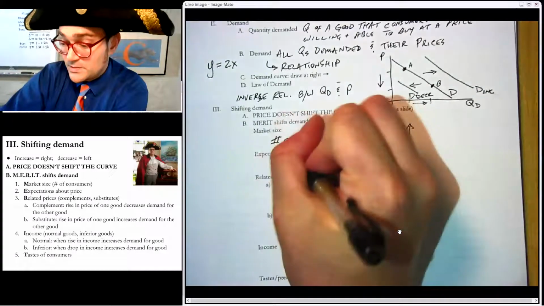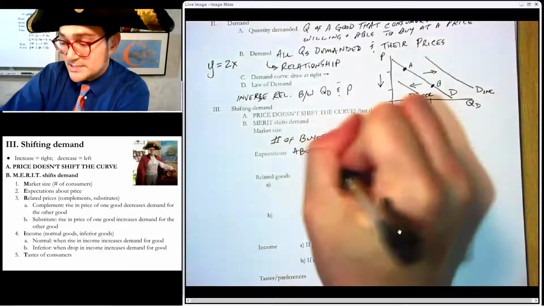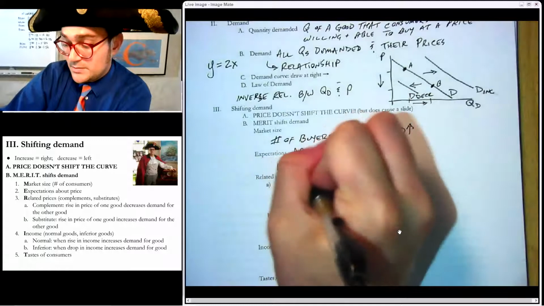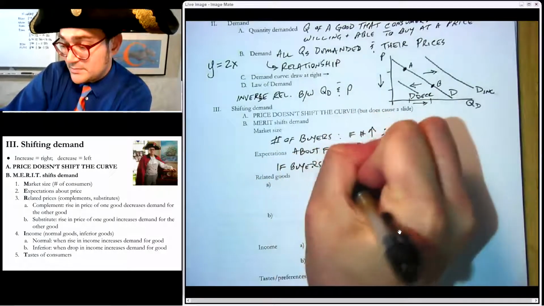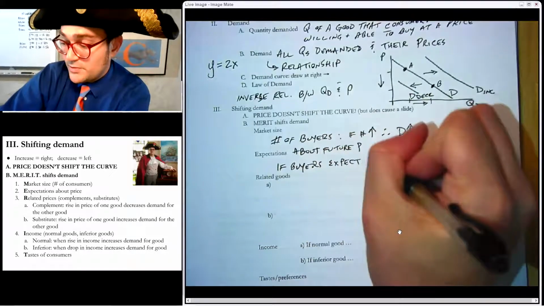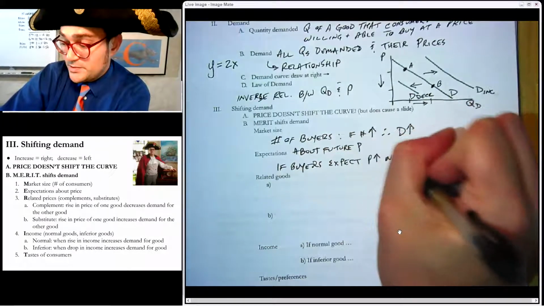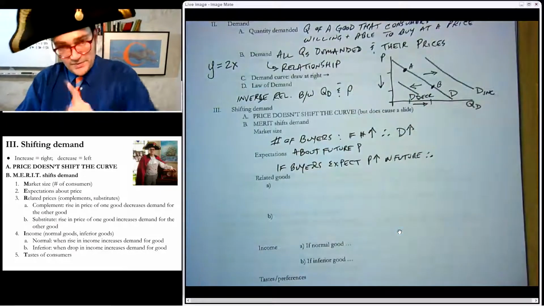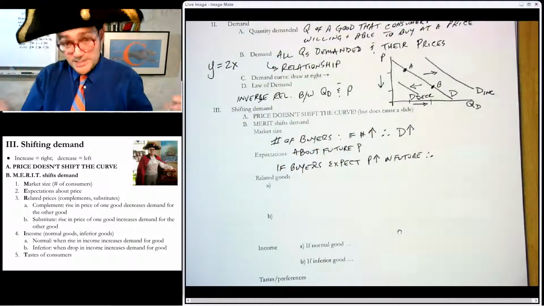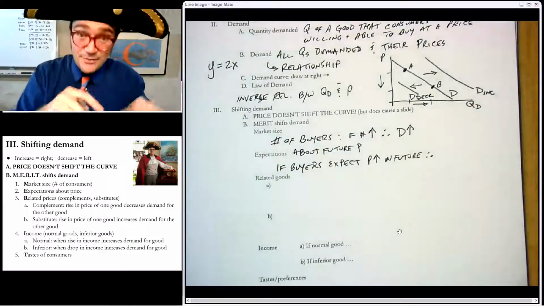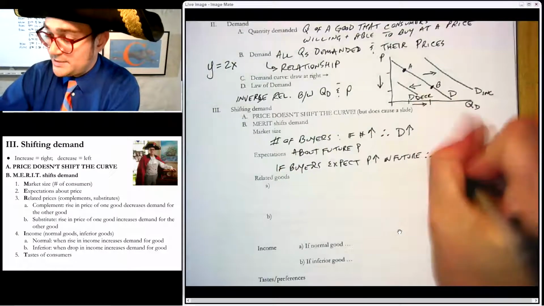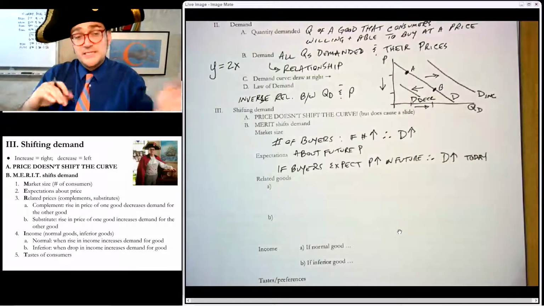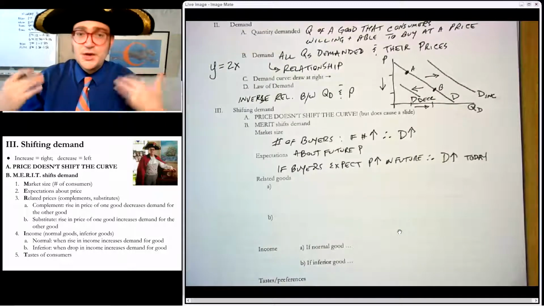Expectations about future prices. If buyers expect prices to go up in the future, what are they going to do today? They're going to buy more today. If you think the price of the good is going to be more 2 days from now, you will run out and buy it now before the price goes up. So we'd say demand could increase today. And vice versa. If you think the price is going to go lower, you're going to hold off and delay your purchases.